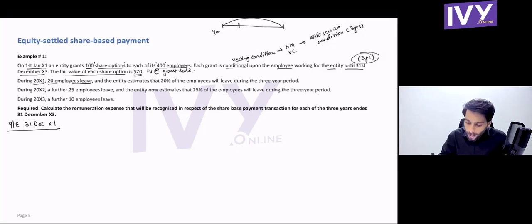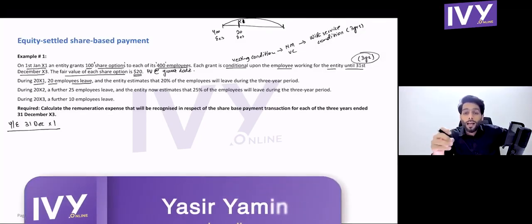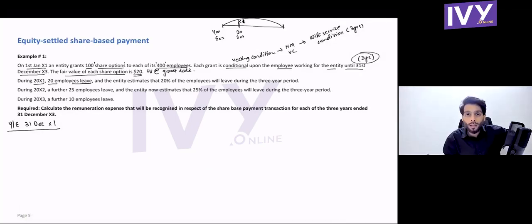400 employees we already had. 20 employees left in the first year. We are talking about X1, sorry. But IFRS 2 says that it's not only important that you consider the employees that have actually left now. You have to make an assessment that in totality, over the 3-year period, how many employees will leave, and hence how many employees will be remaining by the end of the third year. Because only to those employees who complete the 3-year period do you have to make a share-based payment, not to the others. So you need to make a wholesome assessment.